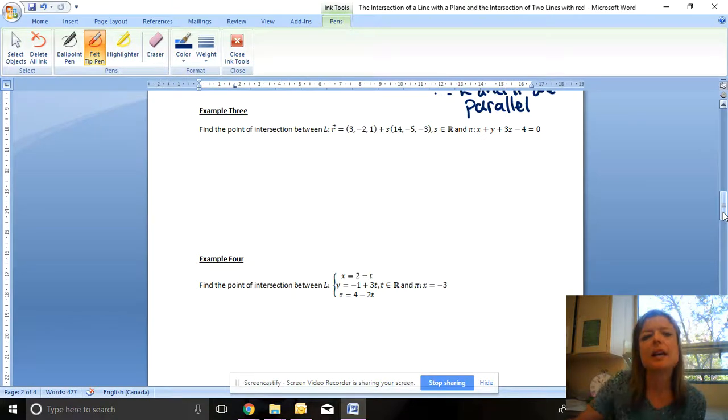The next one, find the point of intersection between this line and this plane. Mrs. Weens, we know what we're doing here. Why are you making us do this? Well, I'm just going to show you different results and what happens.